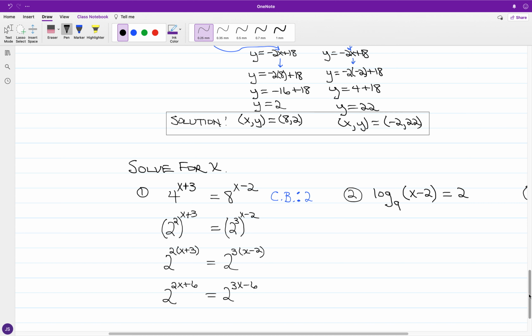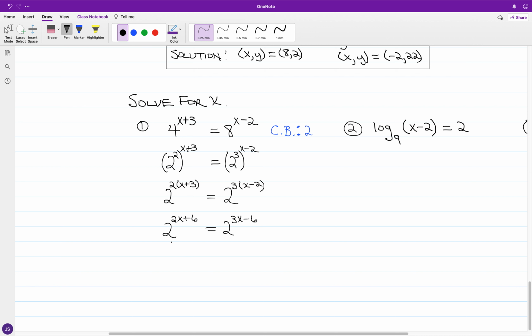Now we have single exponential base 2 terms, and I can set the powers equal to each other. So we have 2x plus 6 is equal to 3x minus 6. And with the powers set equal to each other, I can just move the x terms.